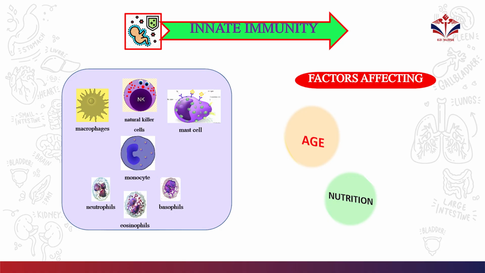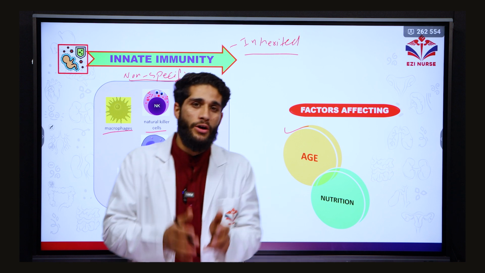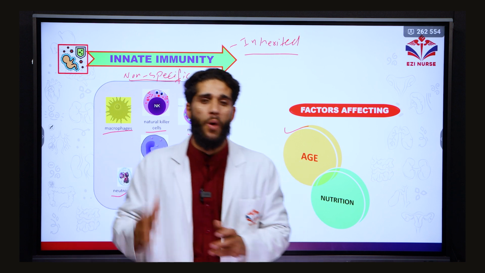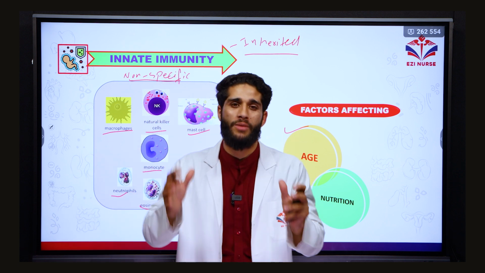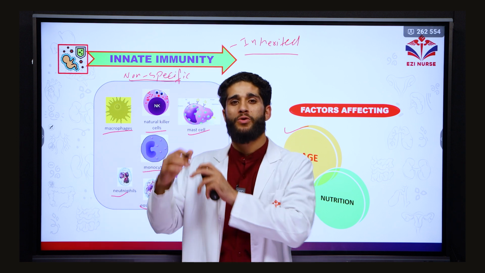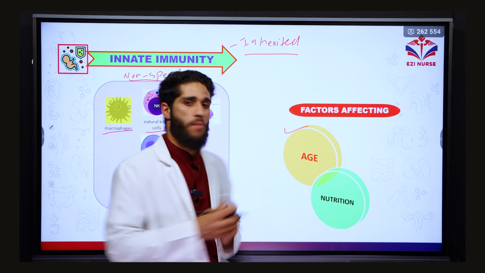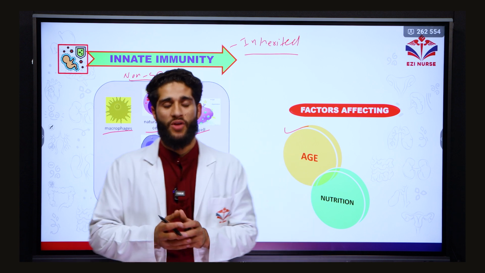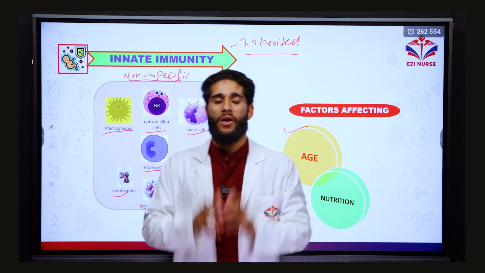Next is nutrition. Your nutrition also plays a role in immunity. In the case of malnutrition, where there is mostly a deficiency of various nutrients in our body, what happens? Your cell-mediated immunity and the humoral immunity will both be affected. It will reduce. So the production of antibodies and T cells will also be reduced in case of malnutrition, especially in kwashiorkor, which is the protein deficiency of our body. What happens in that case? Your cell-mediated immunity will be reduced.